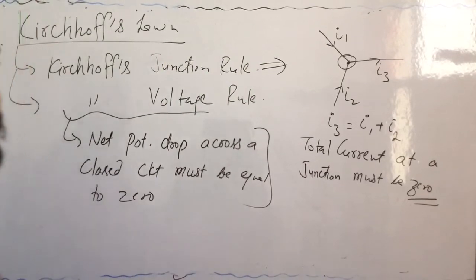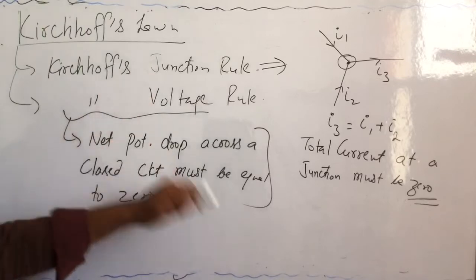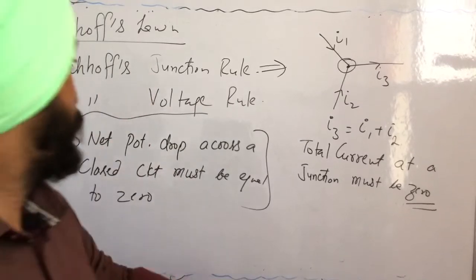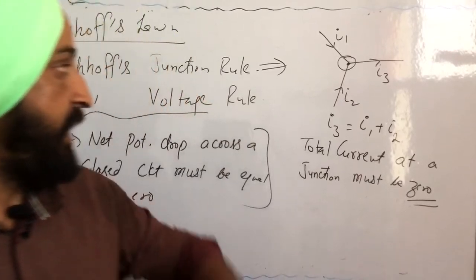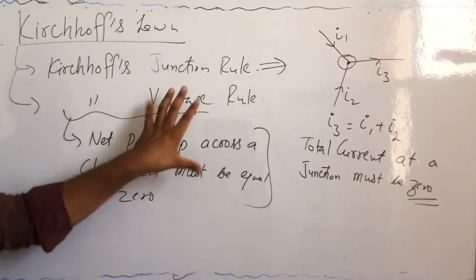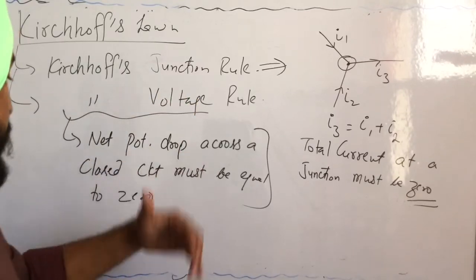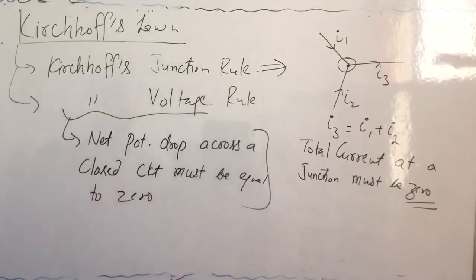So let's start with numericals from Kirchhoff's rule. So these are the 2 rules. You must write these down in your notebook. First is Kirchhoff's junction rule, according to which the net current at a junction is equal to 0, and according to the second, the voltage rule, the net potential drop across a closed circuit must be equal to 0. Now coming to the numerical part.